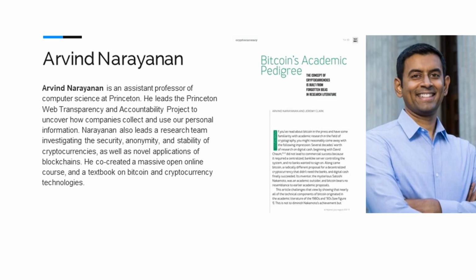Since this video is based on the literature Bitcoin's Academic Pedigree by Arvind Narayanan, let me briefly introduce him to you. Arvind Narayanan is an assistant professor of computer science at Princeton. He leads the Princeton Web Transparency and Accountability Project to uncover how companies collect and use our personal information. Narayanan also leads a research team investigating security, anonymity, and stability of cryptocurrencies, as well as novel applications of blockchains. He co-created a massive open online course and textbook on Bitcoin and cryptocurrency technologies.